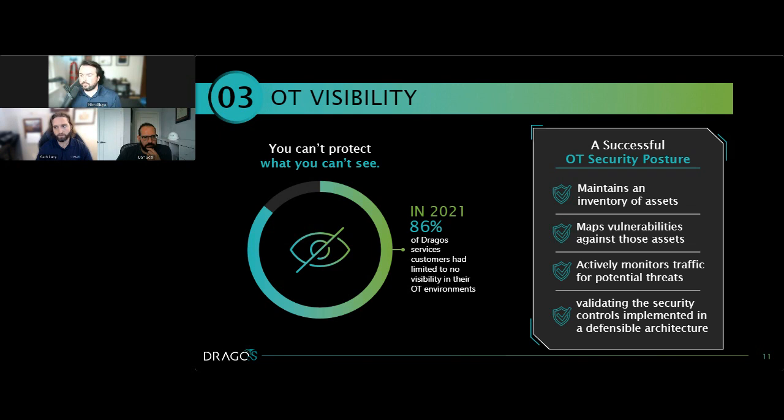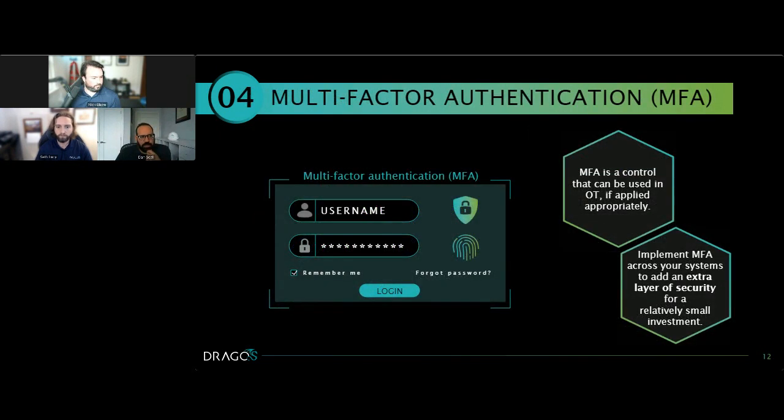Cool. Thanks, Nick. So why don't we speed through the remaining controls, which I think are a bit better than the first three. So the fourth control is multi-factor authentication. And so maybe Seth, you can walk us through what that is and why that's important.